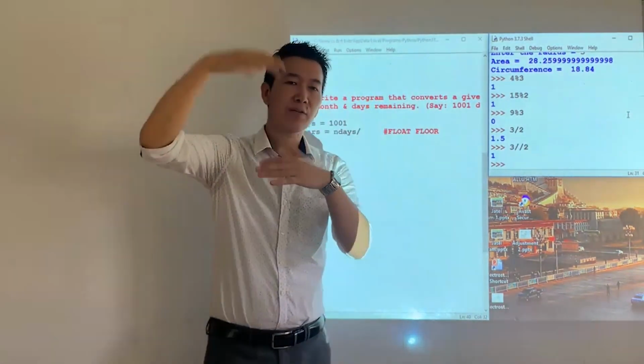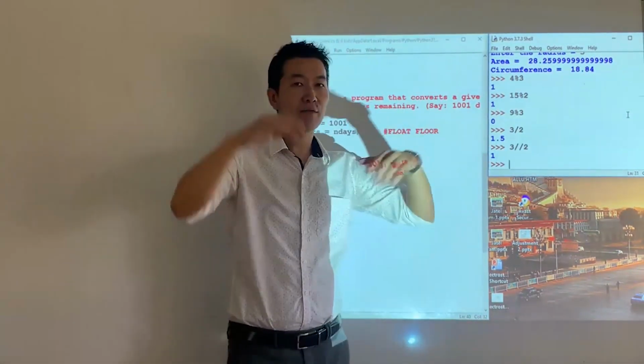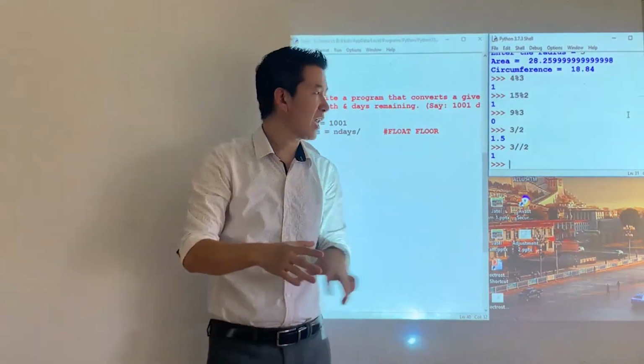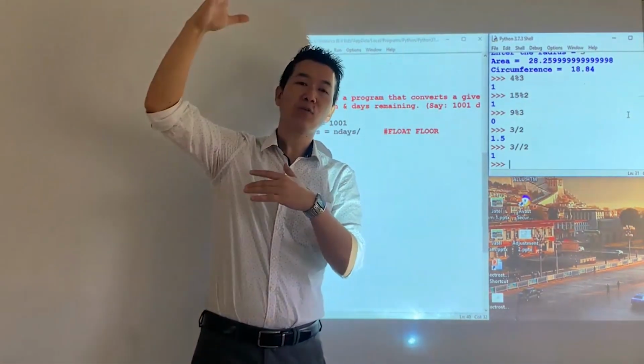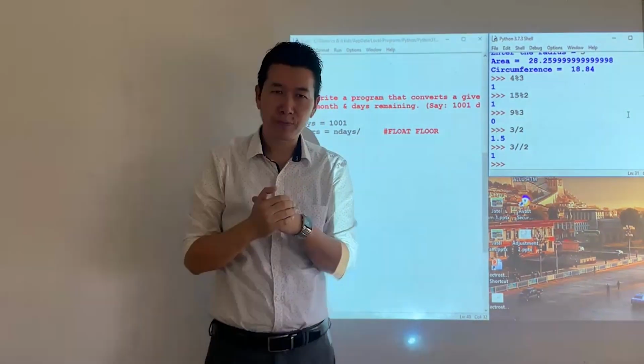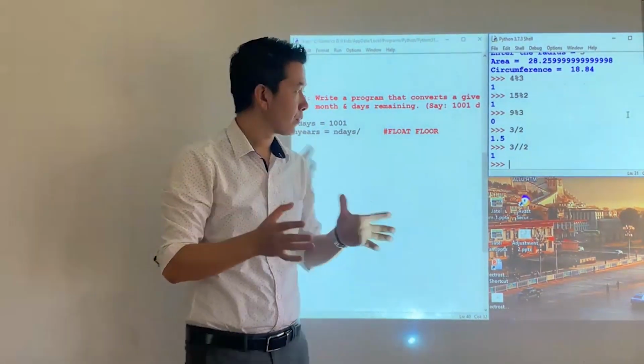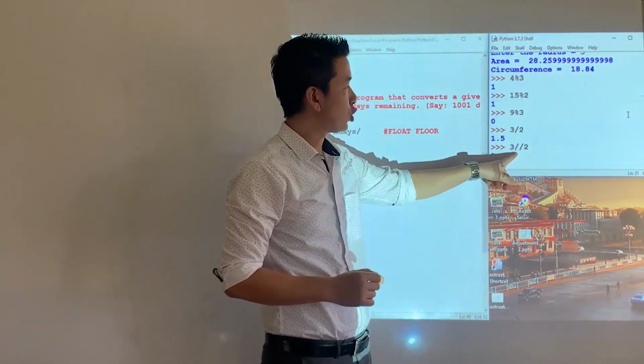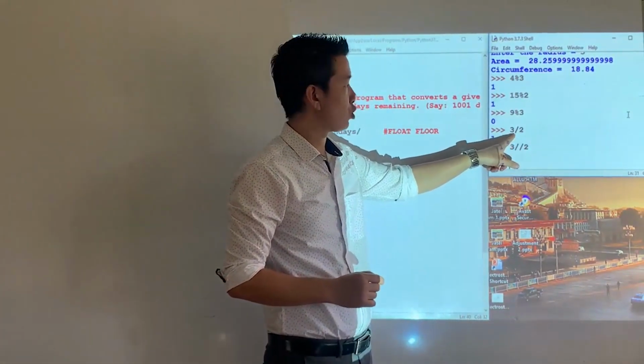Ceiling and floor: 1.5 should be somewhere in the middle, but the floor value, the lower value, will be 1, and the ceiling value, or the upper value, will be 2. I hope you got me. That's the reason why they call it the floor division operator, and this is the float division operator.